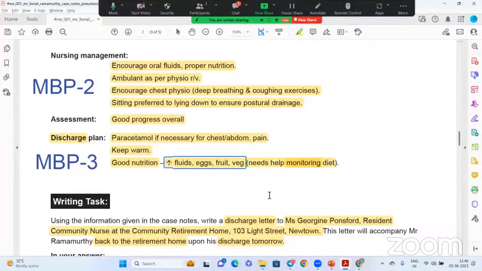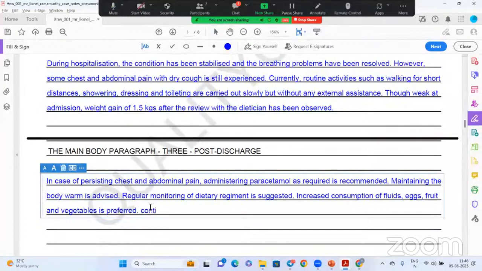Continuation of deep breathing and coughing exercises should be continued. Okay, deep breathing and coughing exercises should be continued. Yes, then next one.